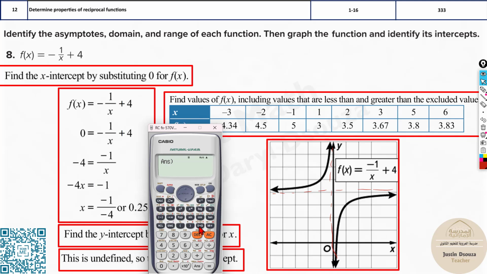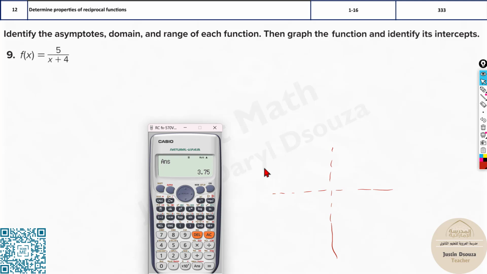The answer is 3.75. Yes, you can put -1, -2, any values, and you will get the correct graph. You can easily match and get it. There is no y-intercepts over here. There is x-intercept over here at 0.25. That's how we can easily figure it out.